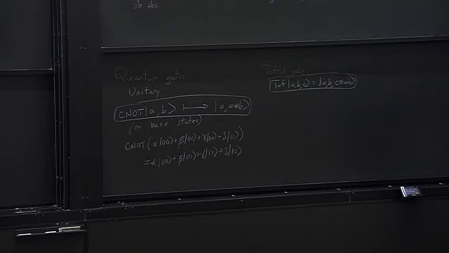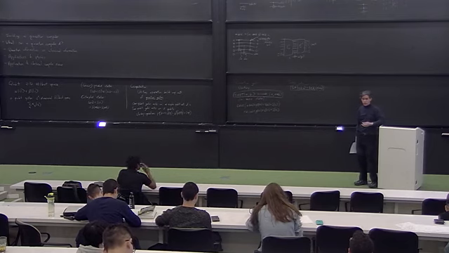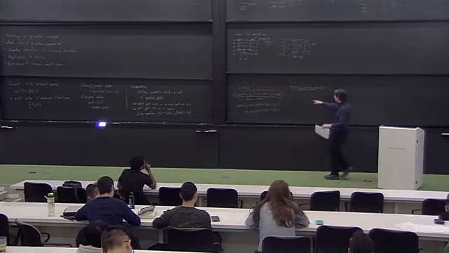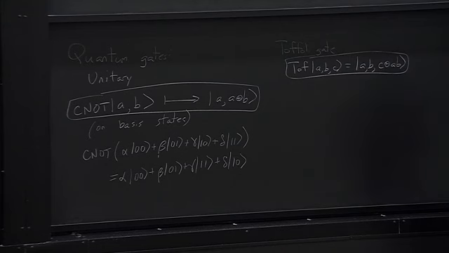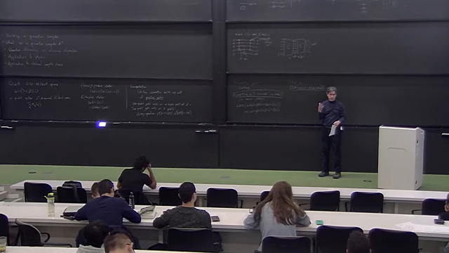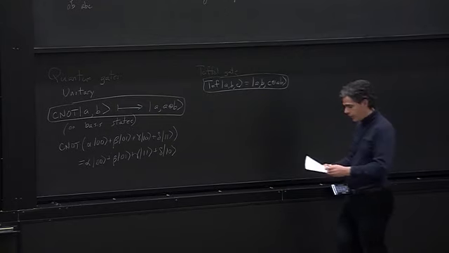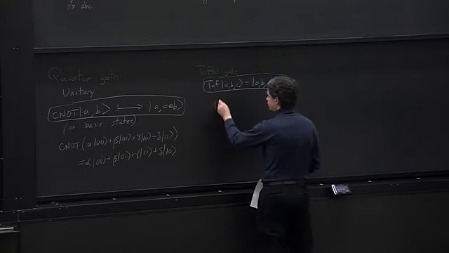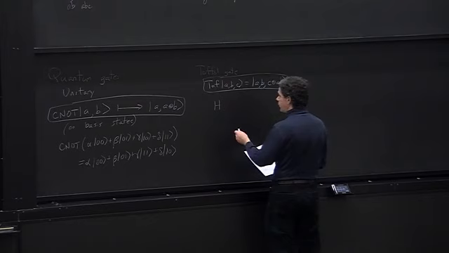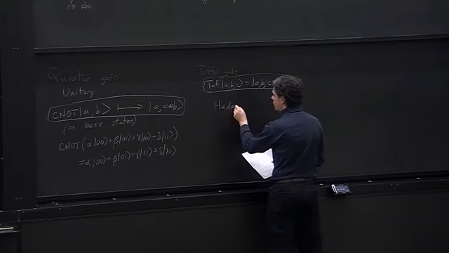OK? But the problem with this strategy for coming up with quantum gates is that we'll never get anything that's not a classical computation. In order to do something interesting, we have to do something that doesn't map basis states to basis states, that changes basis states in some kind of quantumly non-trivial way. So here's some examples. So this is called the Hadamard transform.